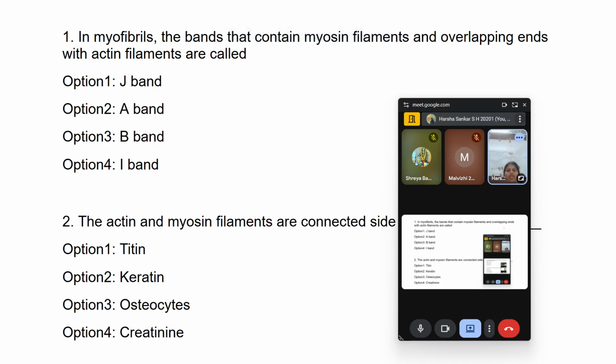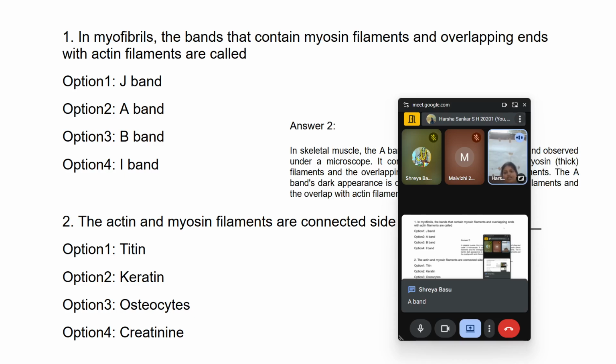Next question. In myofibrils, the band that contains myosin filament and overlapping end with actin filaments is called. Both myosin and actin are there. So what will be the band type? J band, A band, B band, I band. Which option is correct? The correct answer is A band.